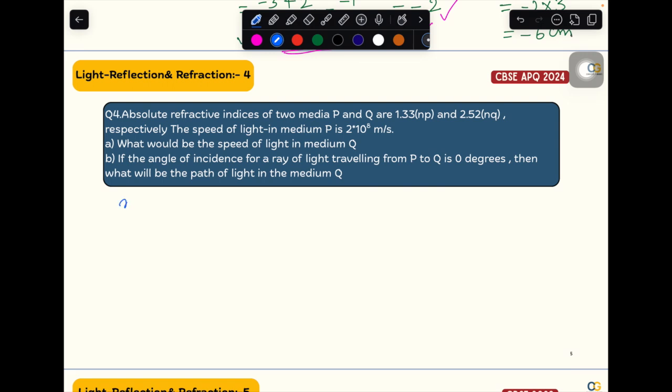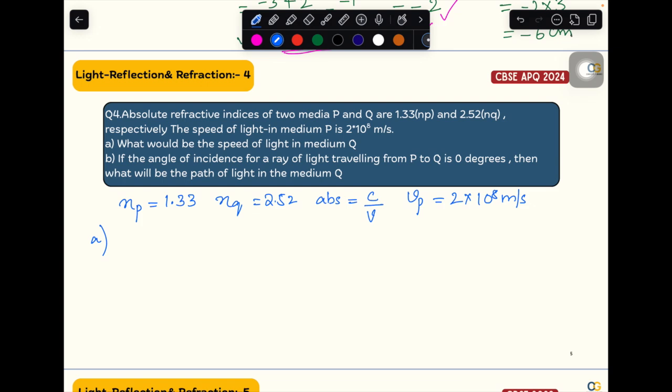So first we have the absolute refractive index of P, which is 1.33, and the absolute refractive index of Q, which is 2.52. So what is absolute refractive index? It is speed of light in vacuum divided by the speed of light in medium. So we have the speed of light in medium P, which is 2 into 10 to the power 8 meters per second. So what is the first part? They are asking what is the speed of light in medium Q.